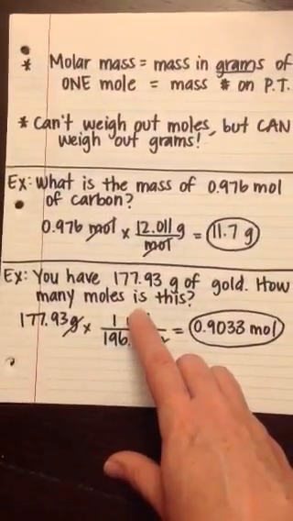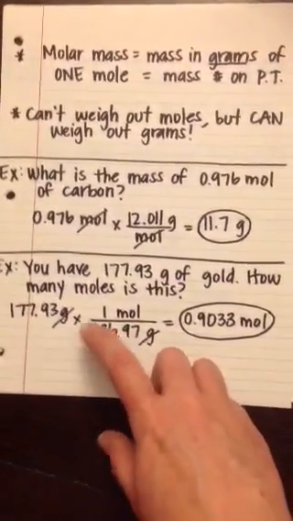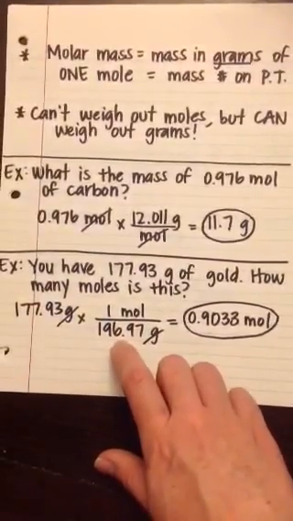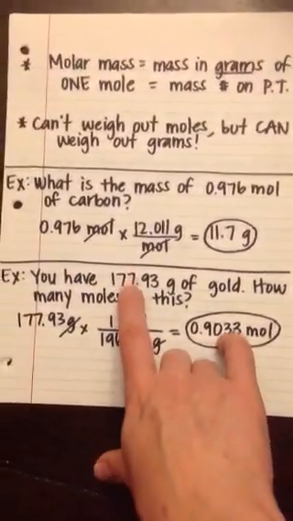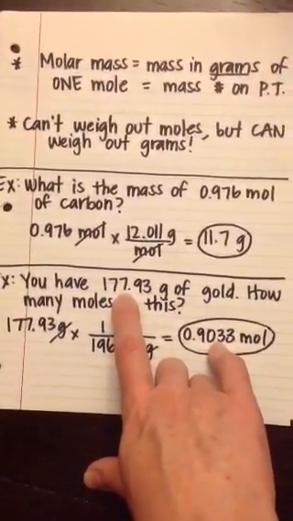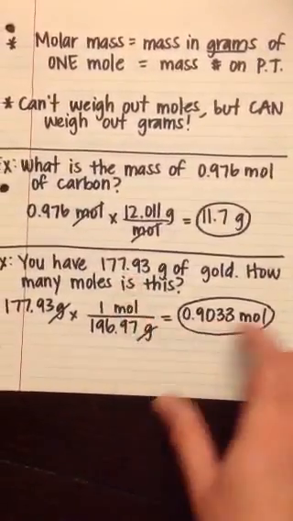So 1 mole of gold has a mass of 196.97 grams. So 177.93 times 1 divided by 196.97 gives me my final answer. And I kept 4 sig figs because I had 5 sig figs. Boy, I am just off with my sig figs today. I can't count. Right? I should have 5 sig figs because I had 5 sig figs in my original.